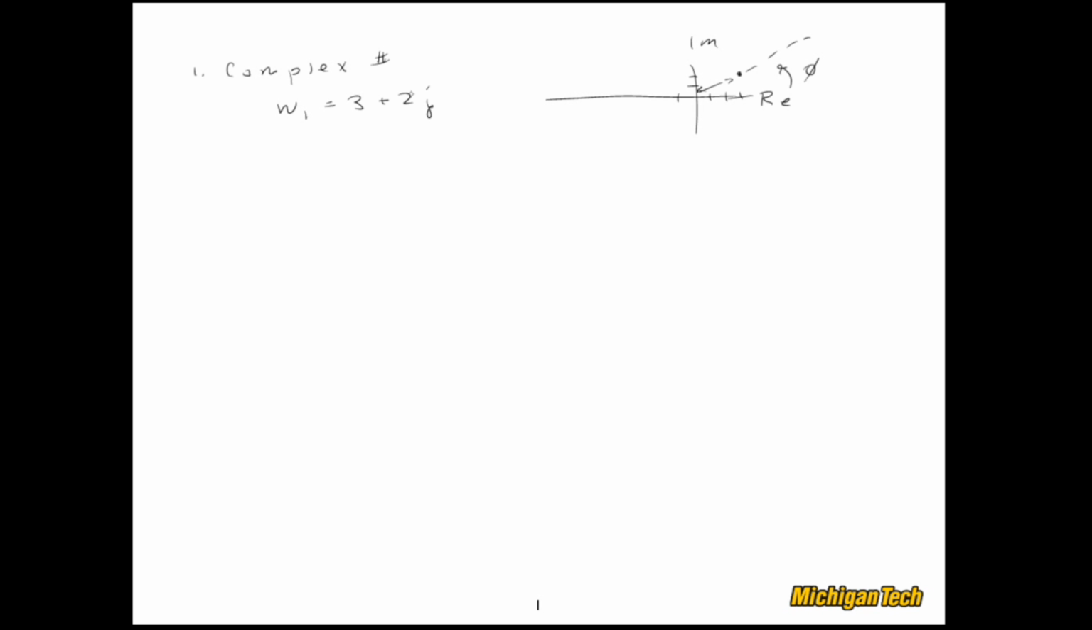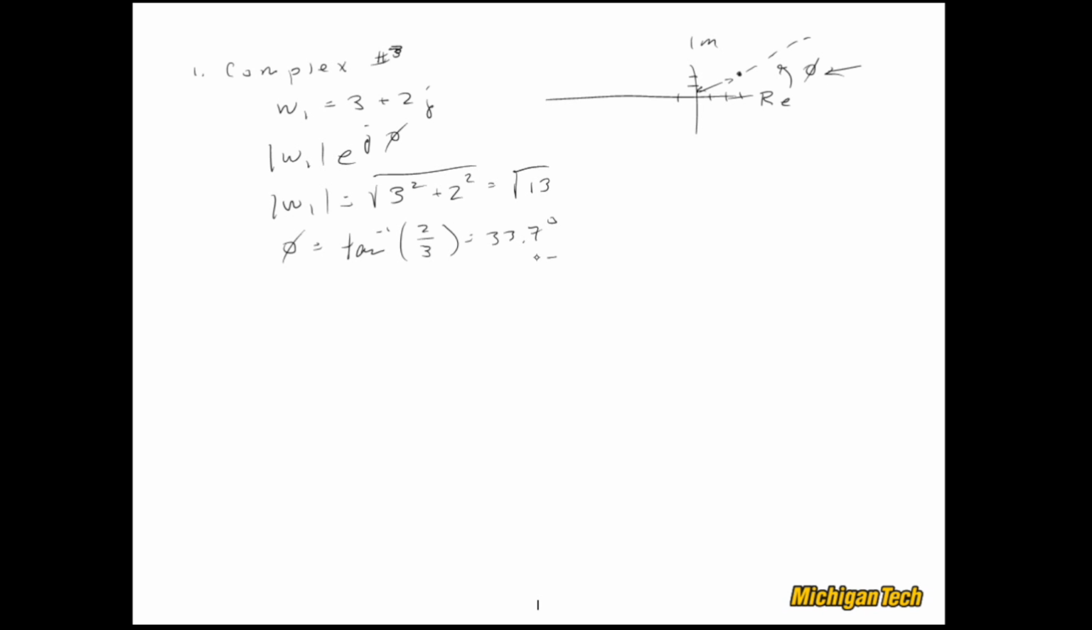So I can express this complex number right now in rectangular form, in polar form, as the following. The magnitude of W1, e to the j phi. Magnitude of W1 is equal to the square root of the real part squared plus the imaginary part squared, so that would be 3 squared plus 2 squared. That's the square root of 13. And phi is equal to the inverse tangent of the imaginary part over the real part, so that's 2/3. And that's about 33.7 degrees. And that's that angle right there.